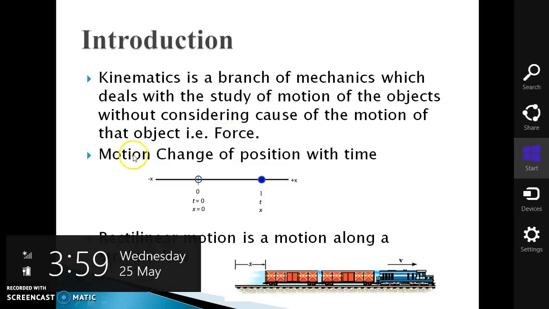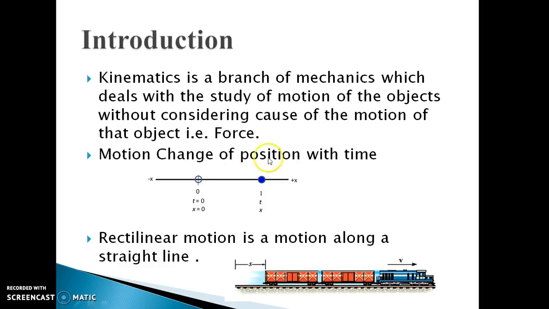So what is motion? Motion is nothing but the change in position, as shown in the figure. At instant t equal to 0, the position of a particle is 0, and at time t it moves to a second position, that is 1. So this change in position is called motion.